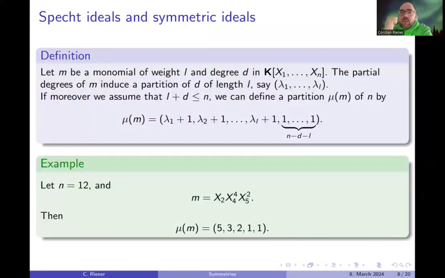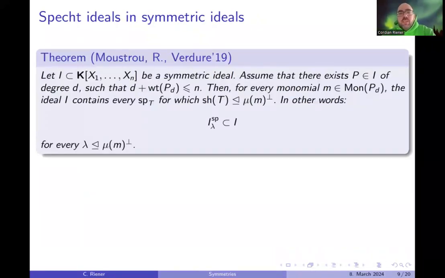Right, so now I have a monomial, I have a point. The important thing is I can associate to a point a partition, and I can associate to a monomial a partition. Why did I do that? Now the interesting thing, and this ties things together, is that if I have a symmetric ideal I, and I assume that in this ideal there is a polynomial that has enough variables free, then I can show that the ideal generated by P contains a Specht ideal for all partitions lambda that are not dominated by the partition that I associate to my monomial.